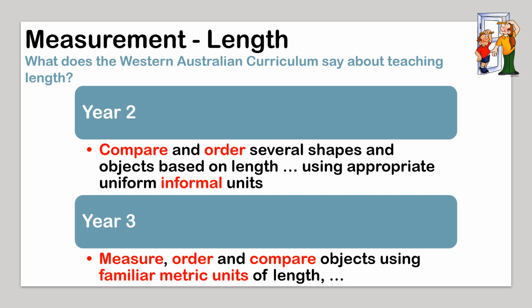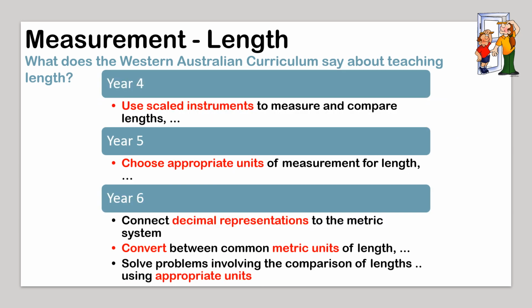Year three, we start to measure, order and compare using familiar metric units. Now, we saw that earlier when I showed you the snapshots of the curriculum. Year four, we're starting to use the idea of scaled instruments. Don't get really worried about what that means. A scaled instrument can just be a ruler or a beaker that's marked in millilitres or litres, whatever. So it's a regular scaled implement that we can then measure with.